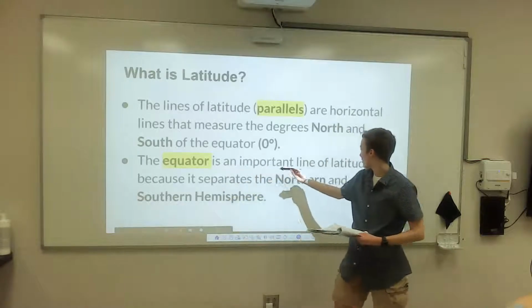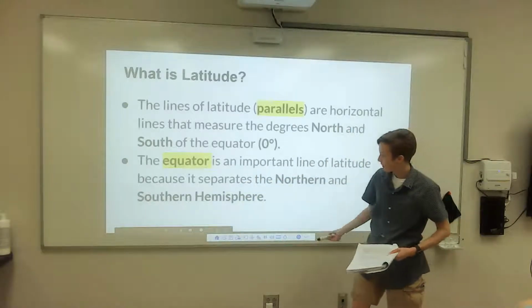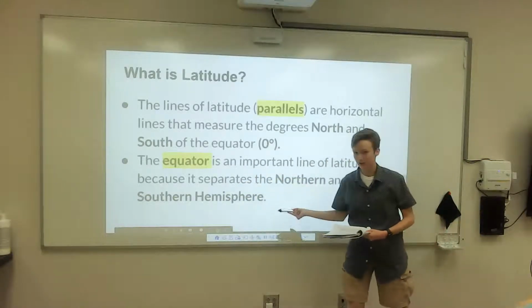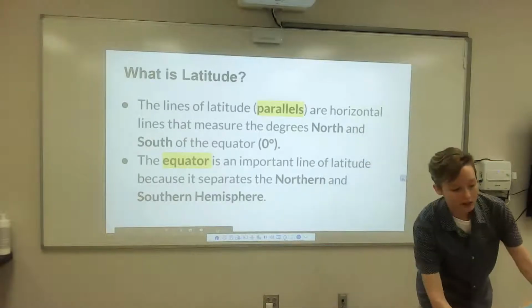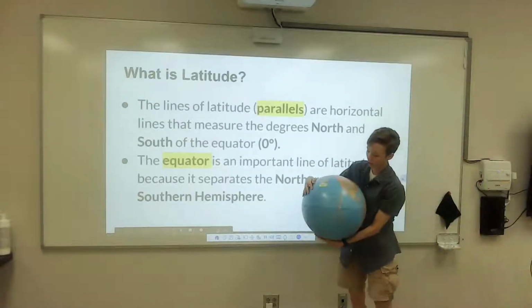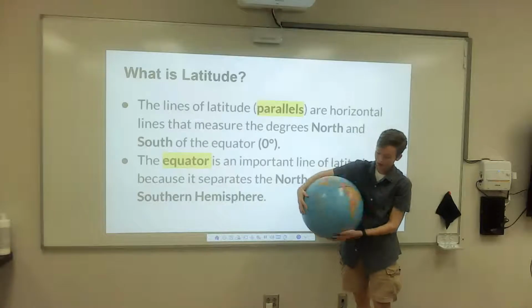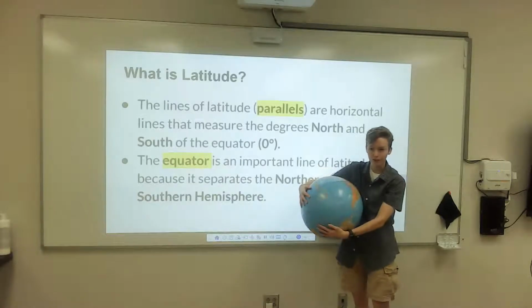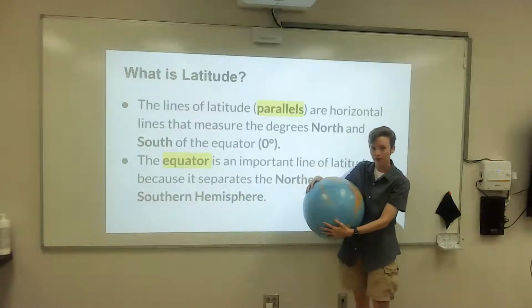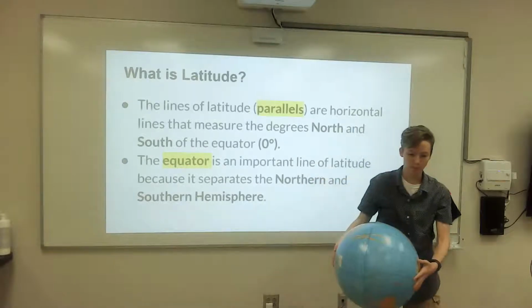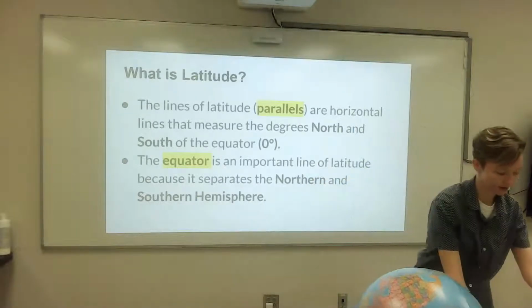The equator is an important line of latitude because it separates the northern and the southern hemisphere. We live in the good old northern hemisphere. Down here is our southern hemisphere. South, north hemispheres.